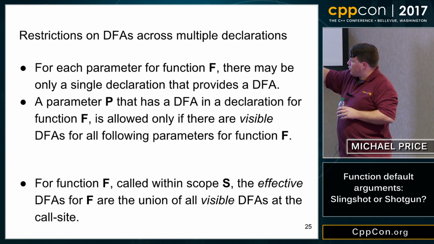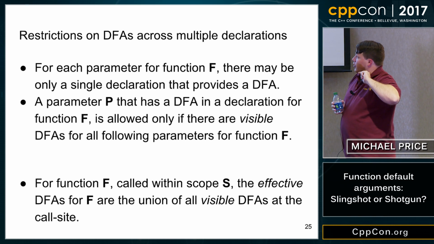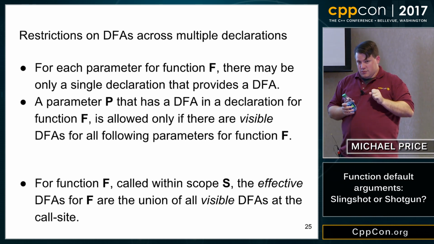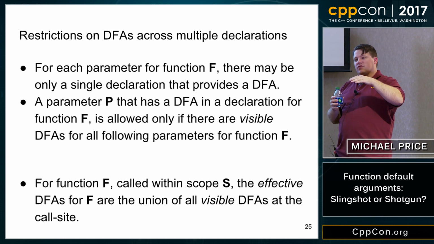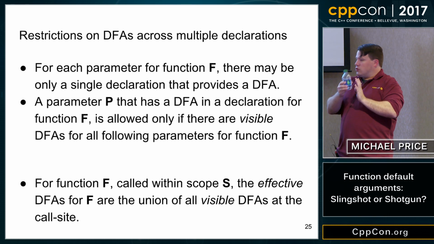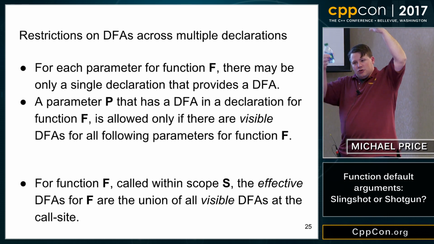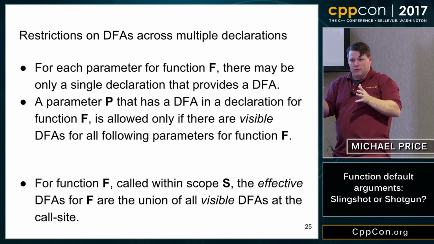For function f called within a scope s, the effective default function arguments for f are the union of all visible default arguments at the call site. So whenever you make the call and you need to get the default argument, the compiler looks at all of the declarations for that function and makes a union of all the default arguments that were visible, and that's what it uses.